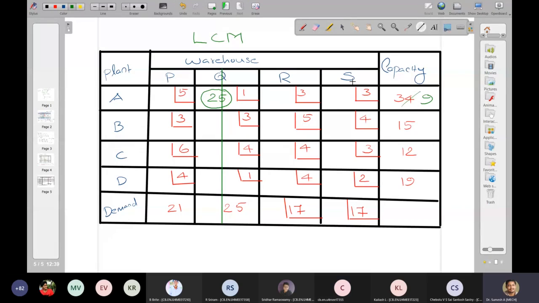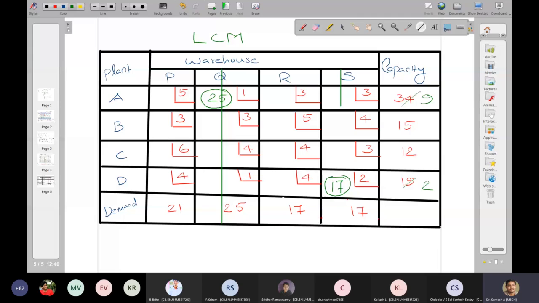Once the 17 is given, I have allocated 17 over here. So the left out value will be 2. So now the column S is also removed. Am I right? Yes, sir. So now left out will be P and R.